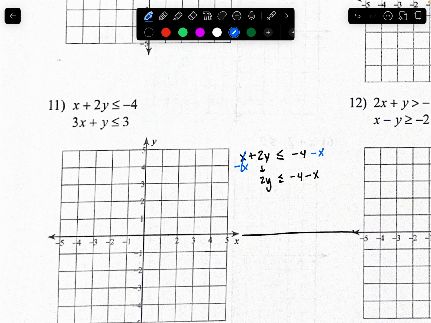Okay, now I have to isolate y by dividing it by 2. Since 2 is positive, I'm not going to flip my sign. Make sure you divide it to both of them. Okay, so now I have y less than or equal to -2 minus x over 2. This just really means it's going to be -1/2 x. Okay, so my slope is -1 over 2. My b is -2, and it's going to be a solid line, and it's not eating it, so it's going to be shade below.